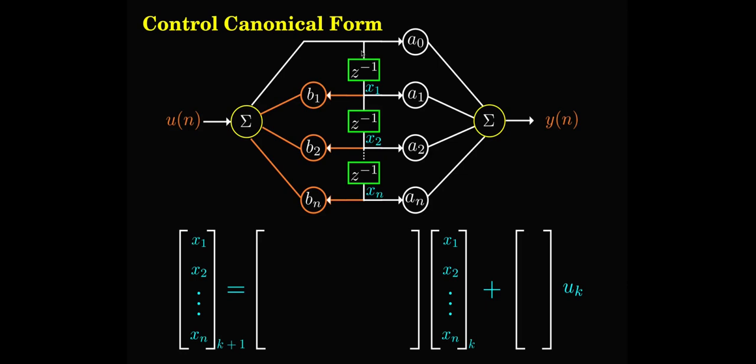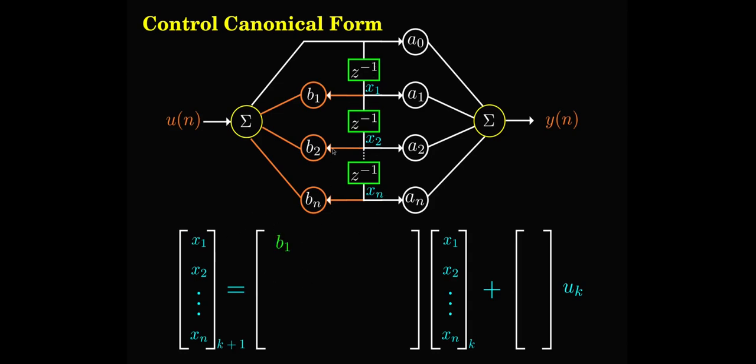This would be x1 k plus 1, that is this. This would be x2 k plus 1, equal to x1 k. Likewise, this would be xn k plus 1, or the previous output of the previous state variable. So you see that they are connected.